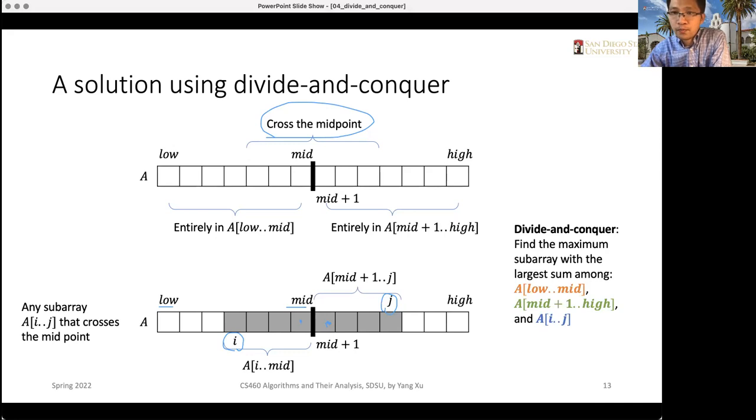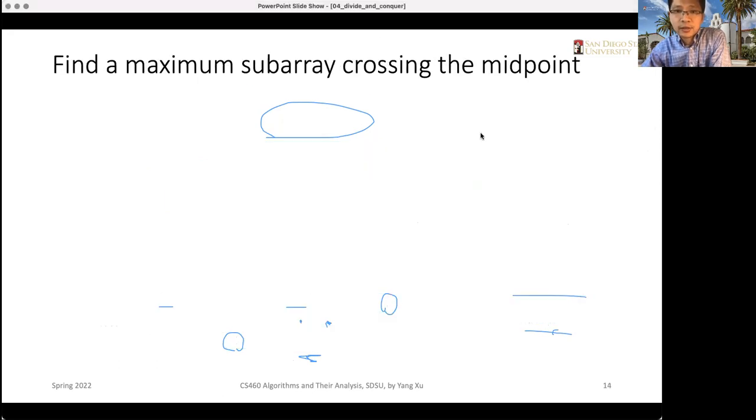So basically, the divide and conquer approach needs to find the maximum subarray, the one that has the largest summation among three cases, right? The first case corresponds to the left subproblem. The second, the green one, corresponds to the right subproblem. And the last one is to find the subarray that has the largest summation that crosses the midpoint. Okay, so let's look at those cases separately.